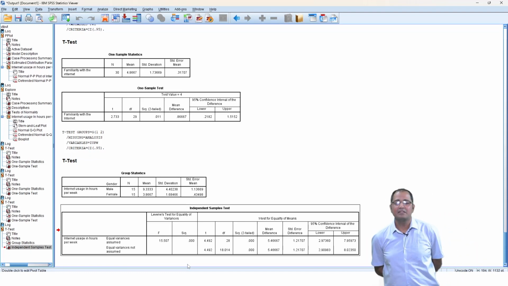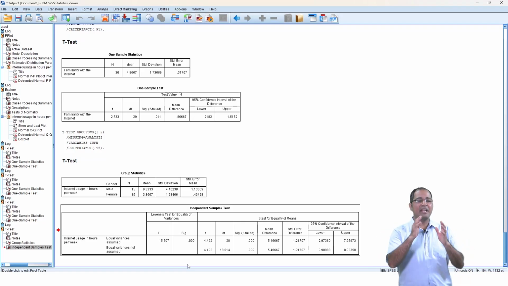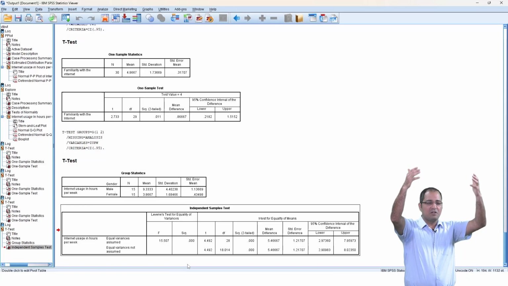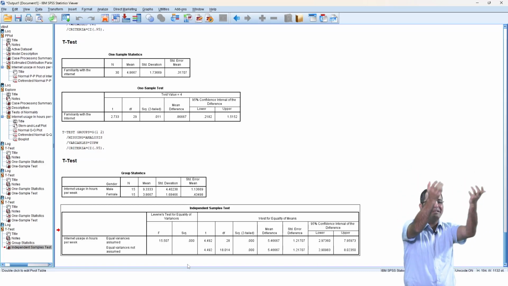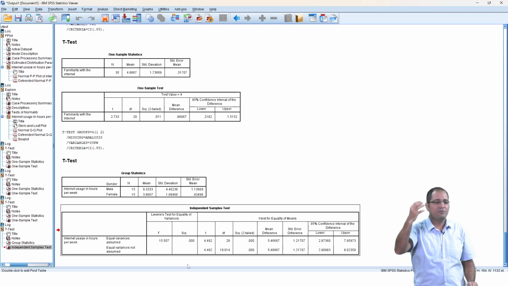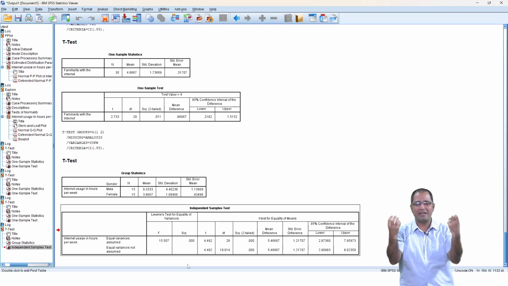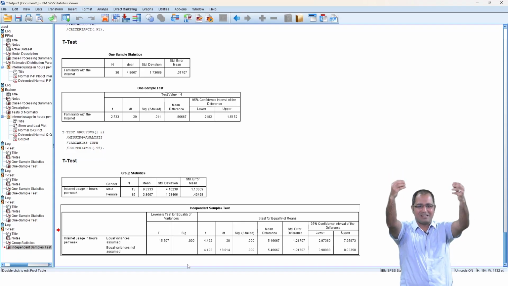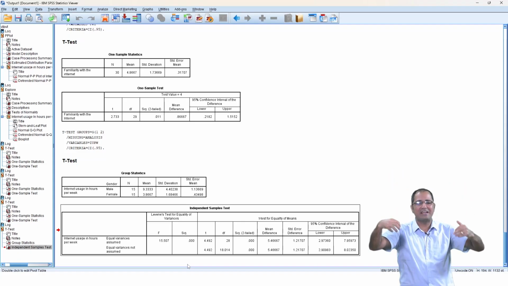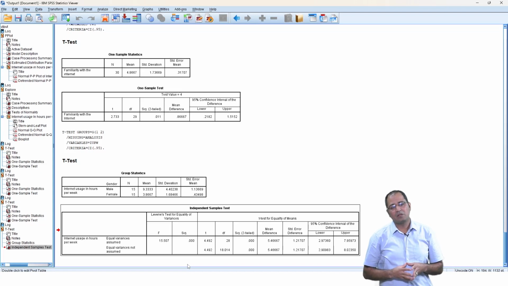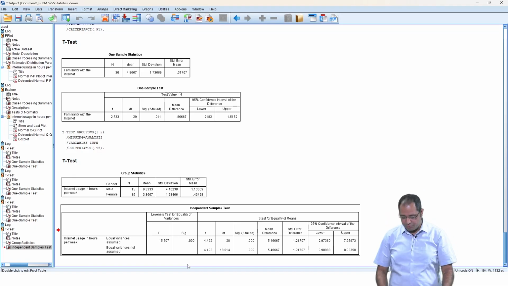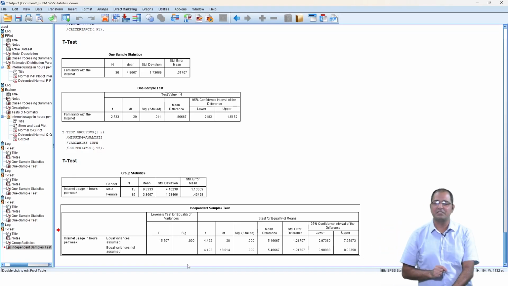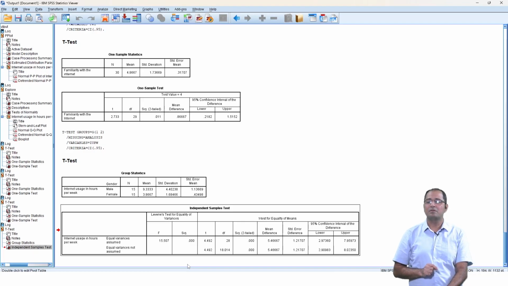If the assumption is met, then you have to look at, which means if the variances of the two groups in the population regarding that particular metric variable, which means for male and female, if you infer about the variance in the population regarding this internet usage, if that variance is equal, then in the first significance you will get a p value greater than 0.05.